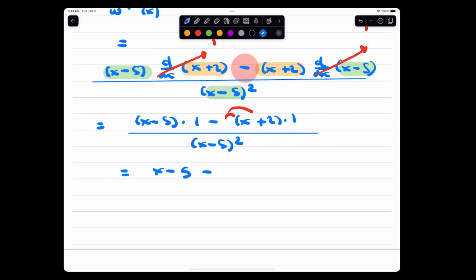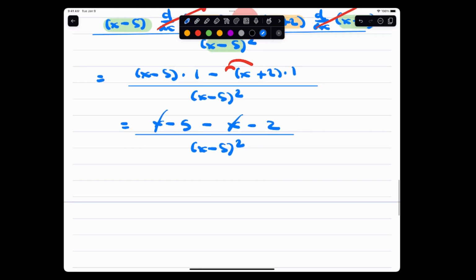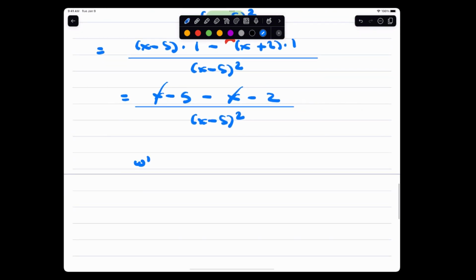x minus 5 minus x minus 2 over x minus 5 squared, and your x's go away. Negative 5 minus 2 will give you what? Negative 7 over x minus 5 squared.